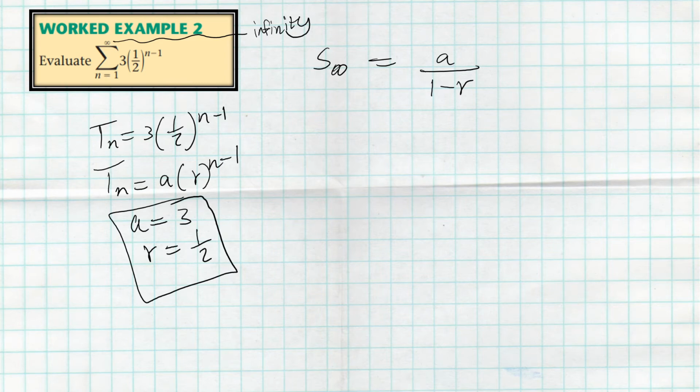But be very careful, right? Because sometimes they might give you this general formula as maybe Tn equals 3 into 1 over 2.